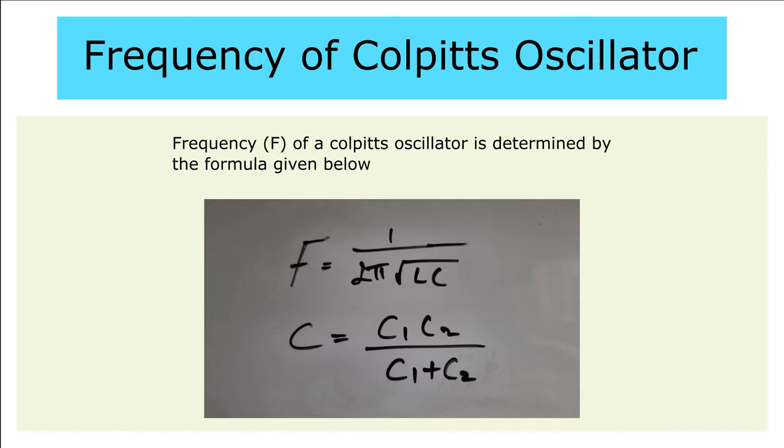Frequency of the Colpitts oscillator. The frequency of the Colpitts oscillator is determined by the formula f = 1/(2π√(LC)), where C = C1 C2/(C1 + C2). In this oscillator, the frequency can be changed by varying the inductance using a variable inductor or by adding a variable capacitor connected parallel to the inductor.